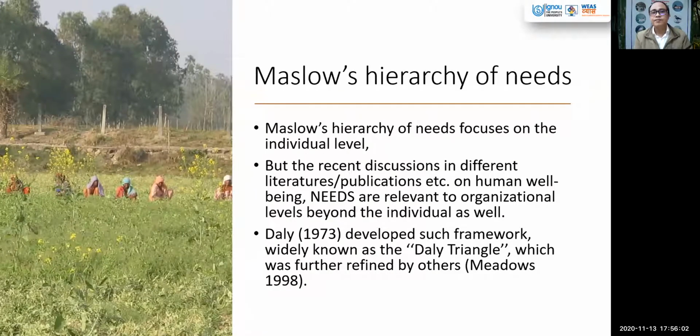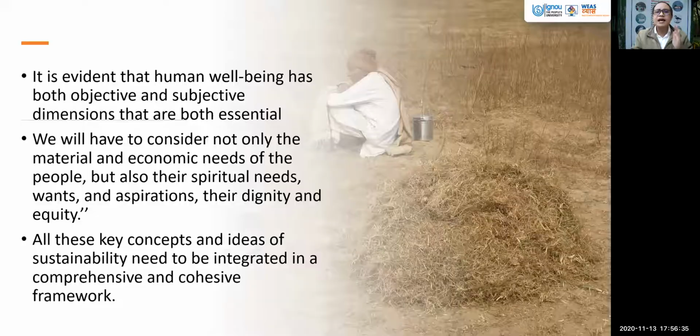And on the other hand, we have learned Maslow's hierarchy of needs. If you look into Maslow's hierarchy of needs, what we're talking about, love, affection, peace, and whatever, that was on an individual level. So that's why different authors like Herman Daly, a famous ecological economist, developed a framework commonly known as the Daly triangle, which was further refined by Meadows in 1998.